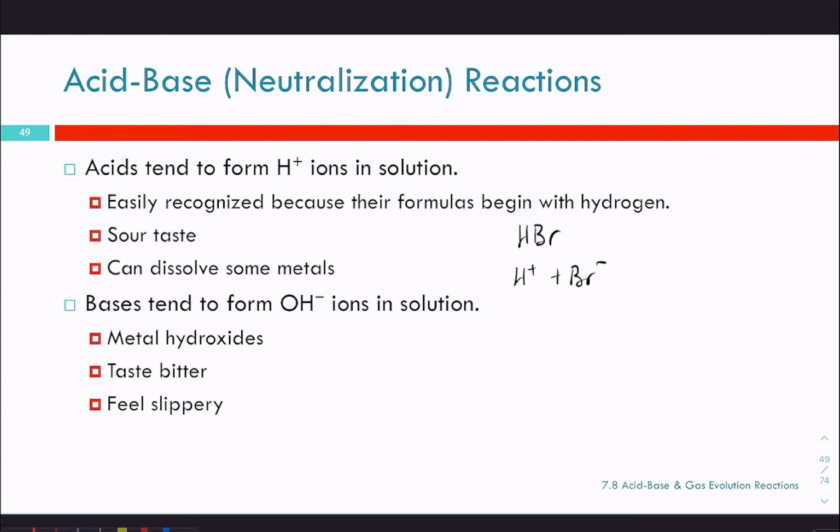Acids are easily recognized because their formula begins with hydrogen, which we covered in nomenclature. The protons taste sour. H plus is a proton, tastes sour. Sort of the opposites to acids are bases. And bases tend to form OH minus ions in solution. A lot of them are metal hydroxides. For example, KOH, potassium hydroxide, which I think is lye, used for canning. It makes a potassium ion and a hydroxide ion.